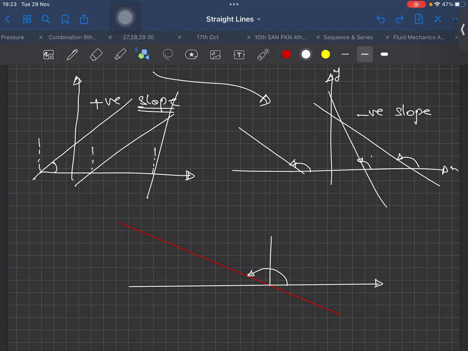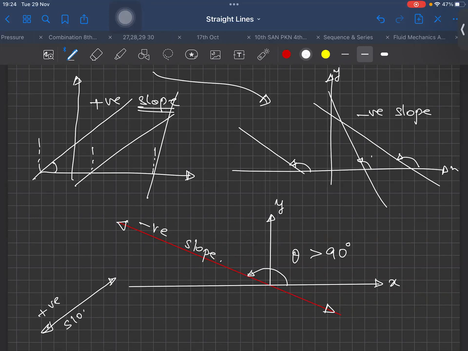So this is x, y. Always, first the line is given. You draw the horizontal axis, draw the angle, and see it is greater than 90 degrees, right? Theta is greater than 90 degrees. Slope is negative. Anything in this direction is negative slope. Anything in this direction is positive slope. Okay, got it?